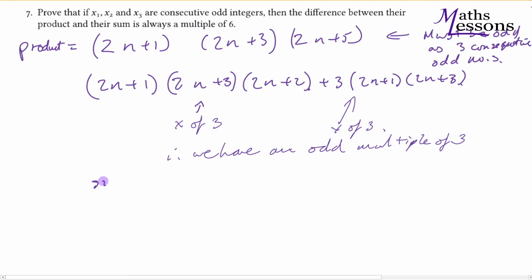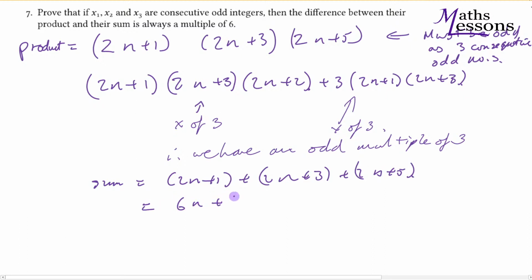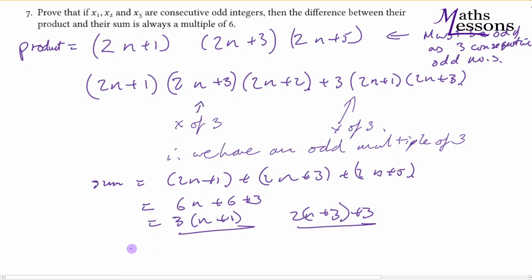So if we sum this, we get 2n plus 1 plus 2n plus 3 plus 2n plus 5. And we can see that's equal to 6n plus 9. So we can write this in 2 ways. We can write this as 3 lots of 2n plus 3. And we can also write it as 2n plus 3 plus 3. So this demonstrates that it must be odd. And this demonstrates this must be a multiple of 3. So therefore, it's an odd multiple of 3.